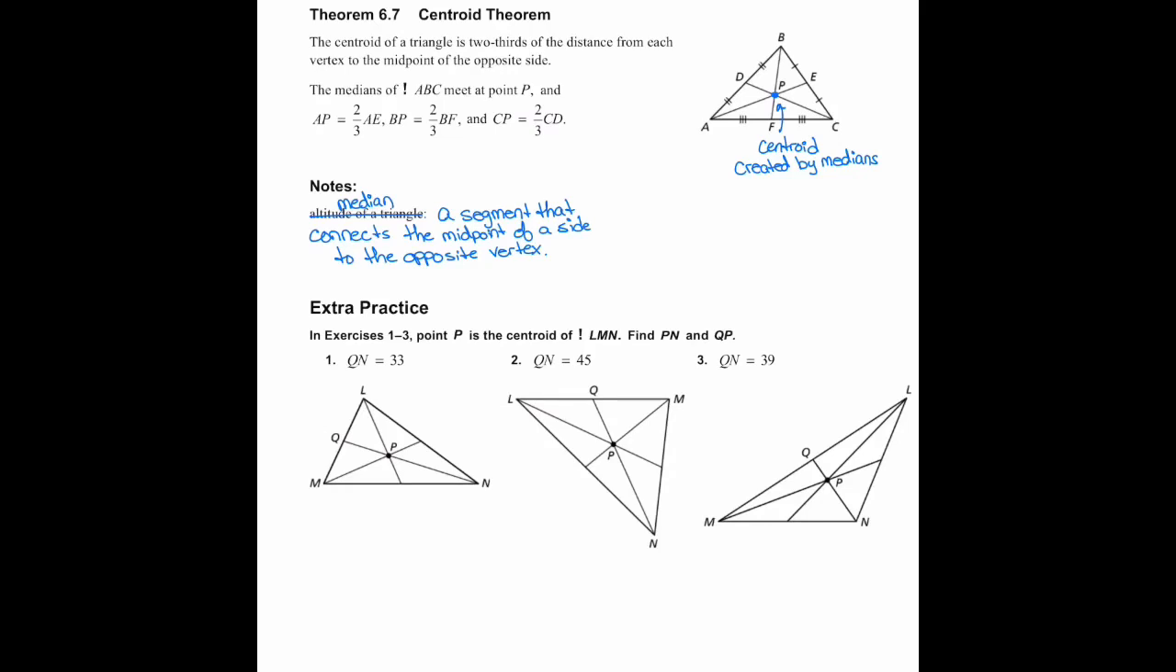The fun fact about the centroid is that it cuts each median by 2/3. So the short part is 1/3 of the line, the long part is 2/3 of the line. So AP, this here, is equal to 2/3 of the total AE. We're just going to hop right into that because that can be somewhat confusing.